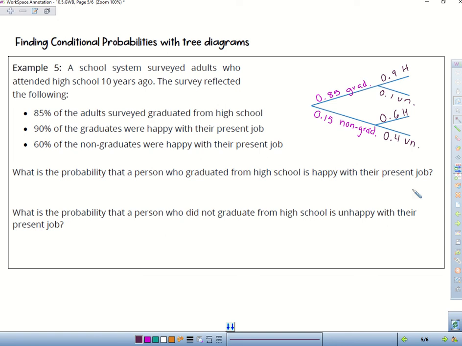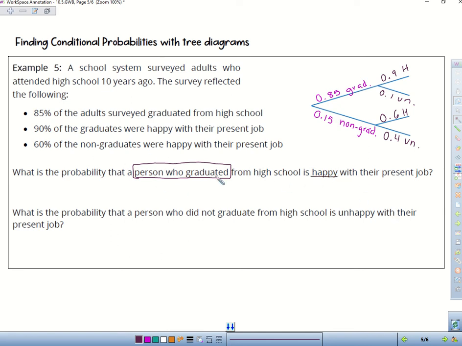All right. So this question is very simple, and I'm going to explain to you how to read these questions and differentiate what kind of math they're asking you to do. So the question says, what is the probability that a person who graduated, okay? See how they specify which type of person they want you to look at. If they just said person, the math's going to be a little different. So if they give you a category to look at, the math's more simple. A person who graduated from high school is happy with their present job.